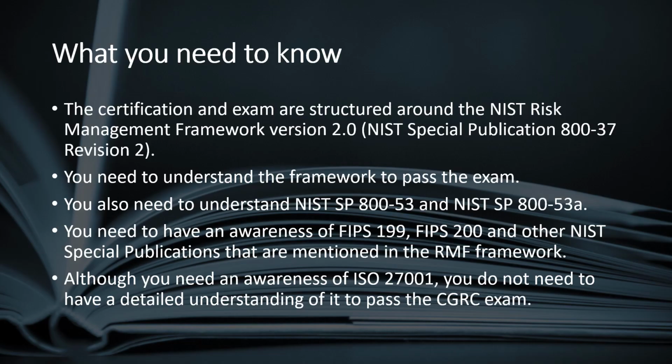The examination is structured around the NIST Risk Management Framework version 2.0, that's the NIST Special Publication 800-37 revision 2. You will need to have a detailed understanding of the framework to pass the exam. The framework is available to download for free, so you can search the internet and download it for free. You'll also need to have an understanding of the NIST SP 800-53 and SP 800-53A. They provide a catalogue of security and privacy controls. You need to have an understanding of FIPS 199, FIPS 200, and other NIST special publications that are mentioned in the RMF framework.